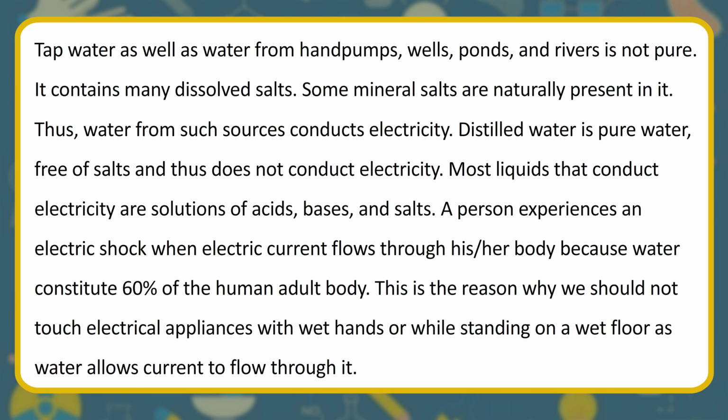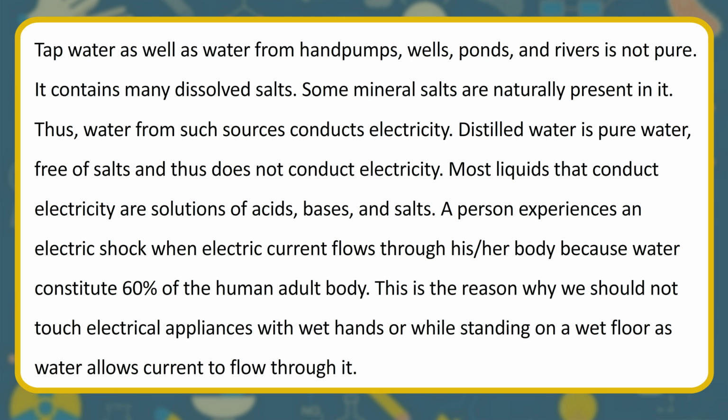Tap water as well as water from hand pumps, wells, ponds, and rivers is not pure. It contains many dissolved salts. Some mineral salts are naturally present in it. Thus, water from such sources conducts electricity. Distilled water is pure water, free of salts and thus does not conduct electricity. Most liquids that conduct electricity are solutions of acids, bases, and salts.